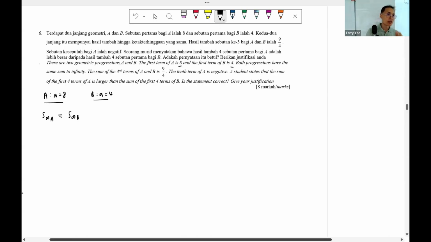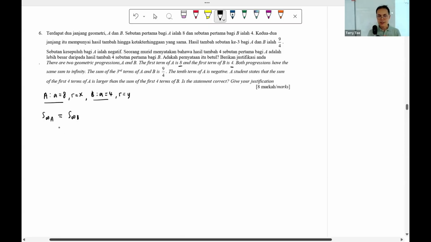So here's the thing. Common ratio, normally we use the symbol R. This is geometry, right? Not arithmetic. So if you use R here, then this one is your first R and this one is your second R. Very confusing, right? So I will let my first R be x, my second R be y. Easier. Just assign a variable representing the common ratio for A and B.